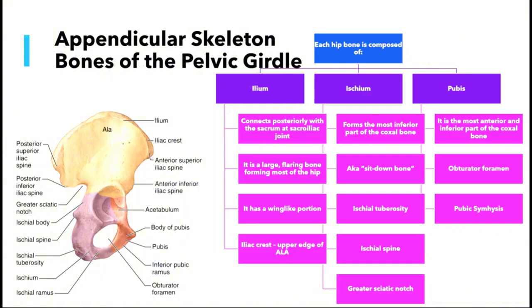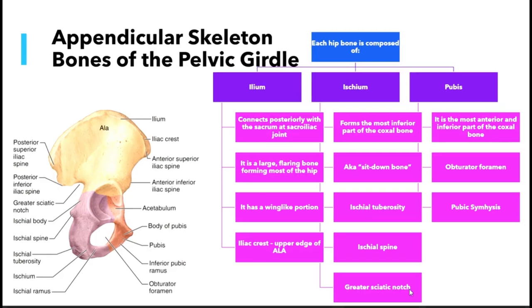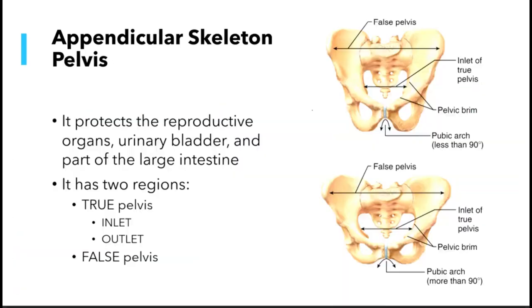It is a cartilaginous joint where the pubic bones articulate. Let's have the pelvis.